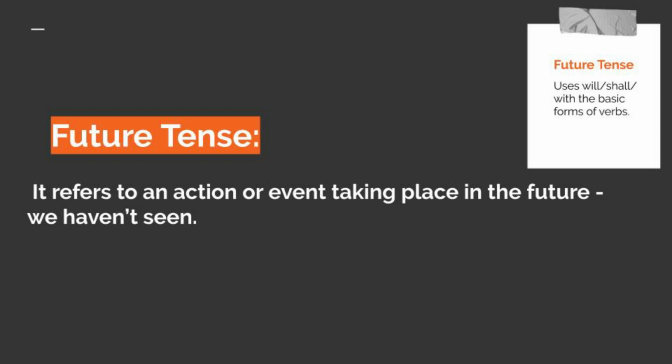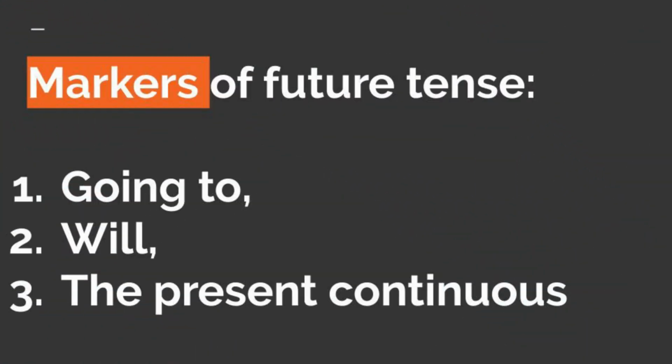In future tense, the sentences refer to an action or event taking place in the future which we haven't seen. It's so exciting, isn't it? Let us look at how it's going to work. How do we put our sentences to talk about what we haven't seen? Okay, let's look at the next slide. So, the markers of future tense. What are the markers which differentiate the sentences which are in future tense?